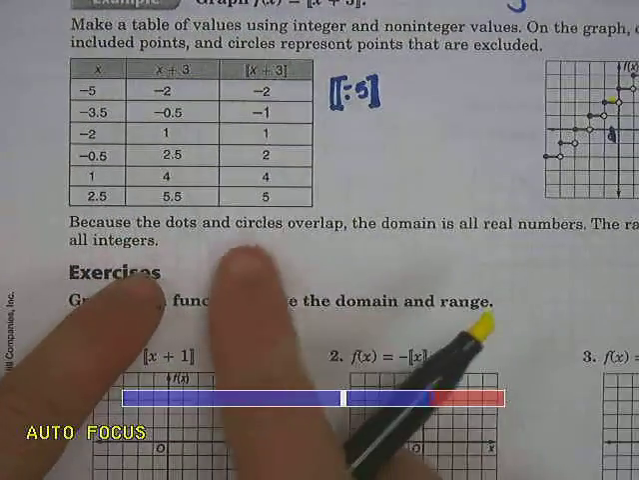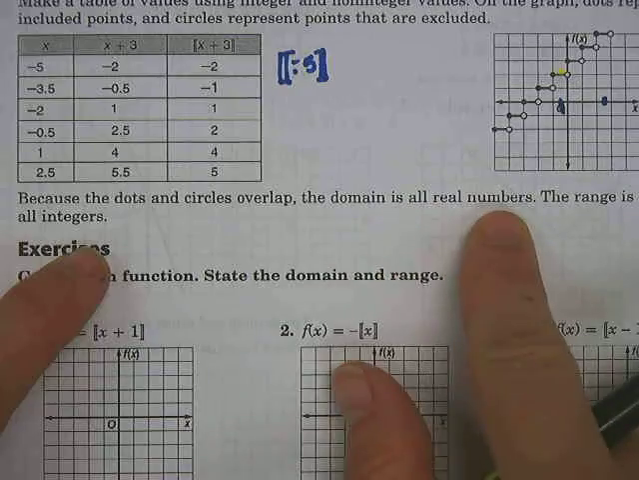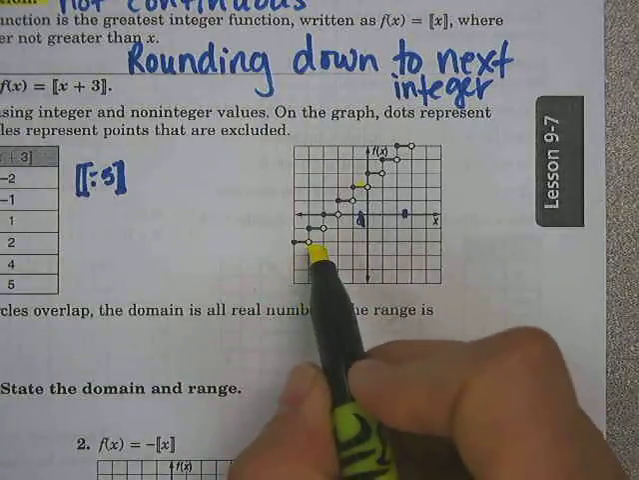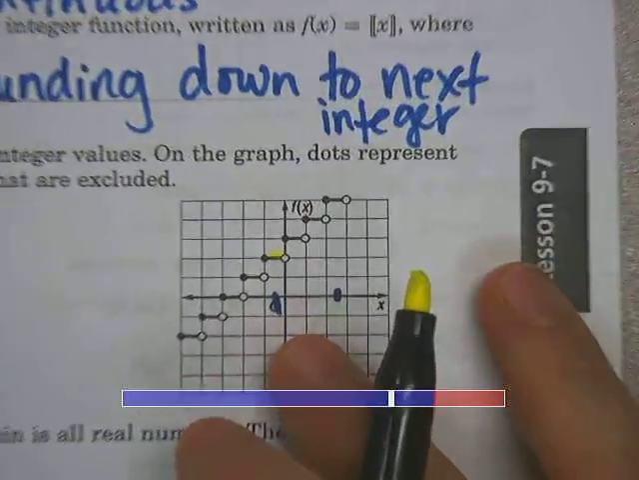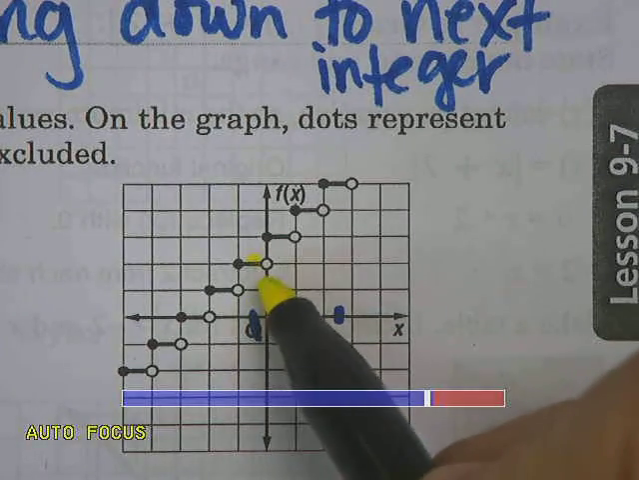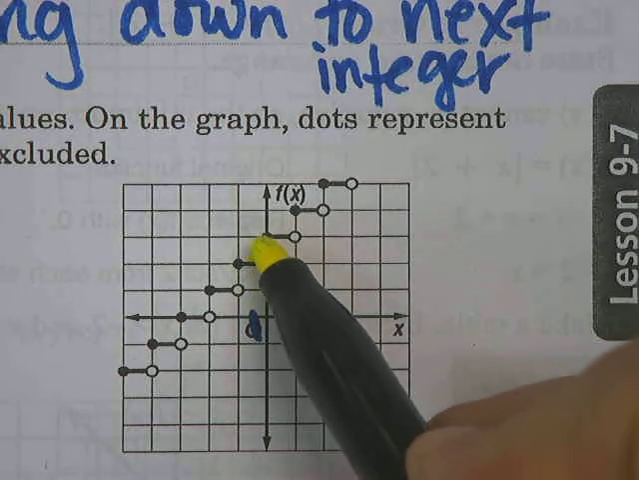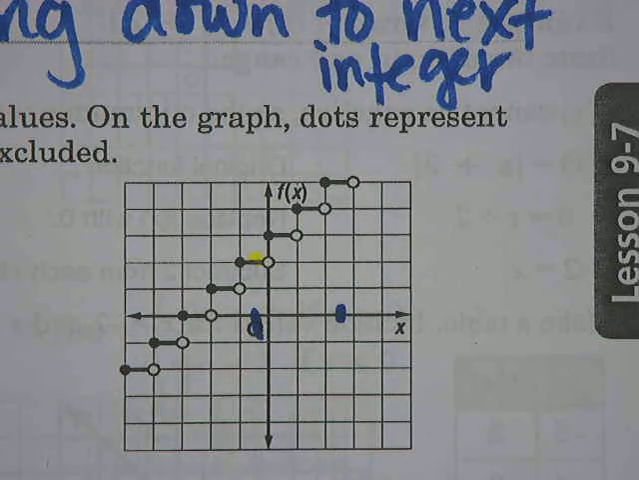Because the dots and circles overlap, the domain is all real numbers. So, as an example here, when x is 0, it is not included at 2, but it starts picking up right here at 3. So there's no place where an x value is not defined.